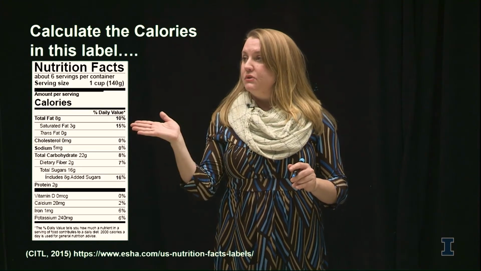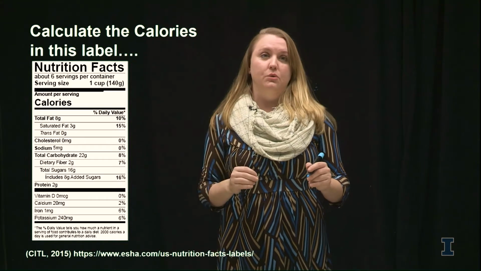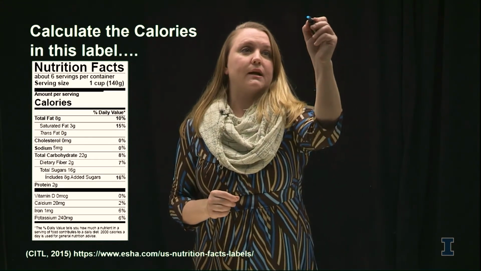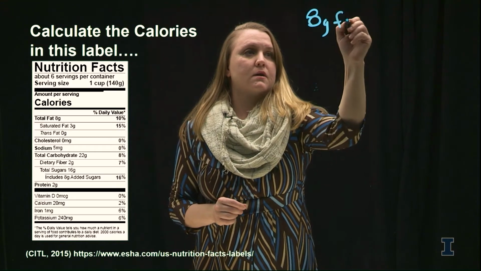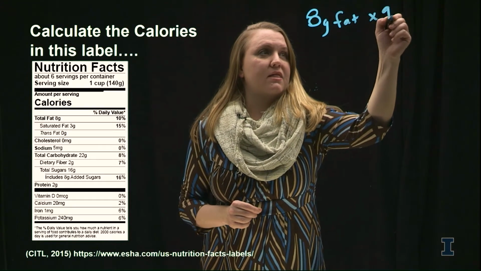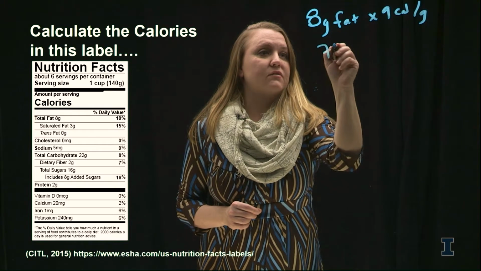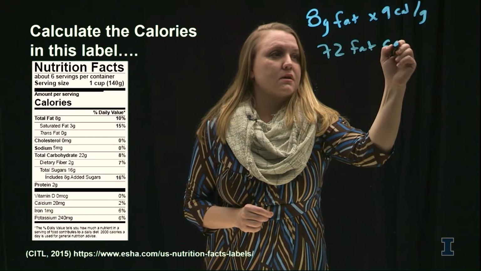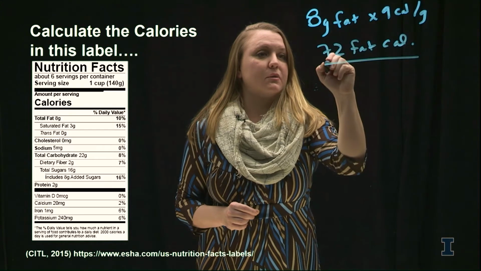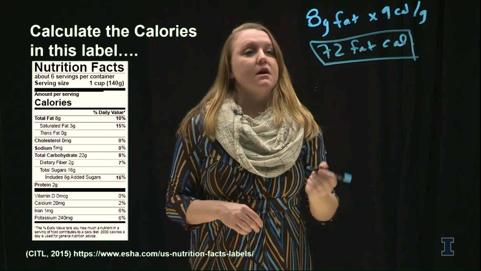So in our label, you'll notice we have 8 grams of total fat. So if I take the 8 grams of fat and I multiply it by the 9 calories per gram, that's going to give me 72 fat calories. So we have that piece of information.